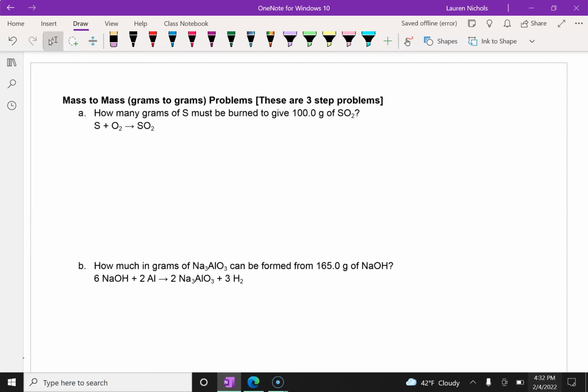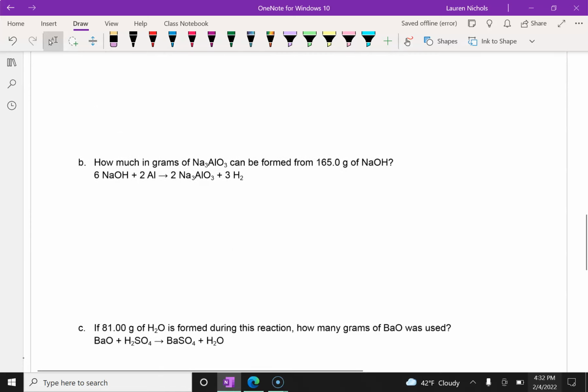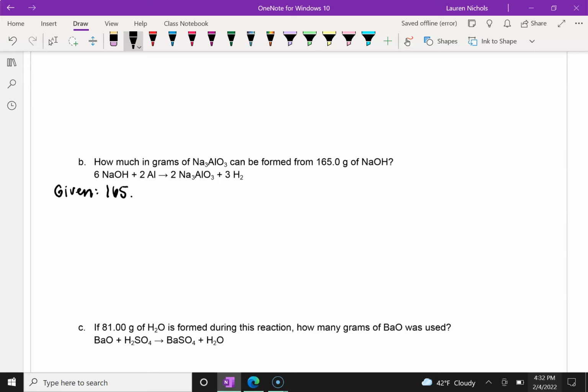So what I'm going to do is I'm actually going to do letter B because its coefficients are a little more interesting. Okay, so let's go ahead and label what we're given. So we are given 165.0 grams of NaOH, and what we're trying to find, it says that we're looking for grams of sodium aluminate, or Na3AlO3.